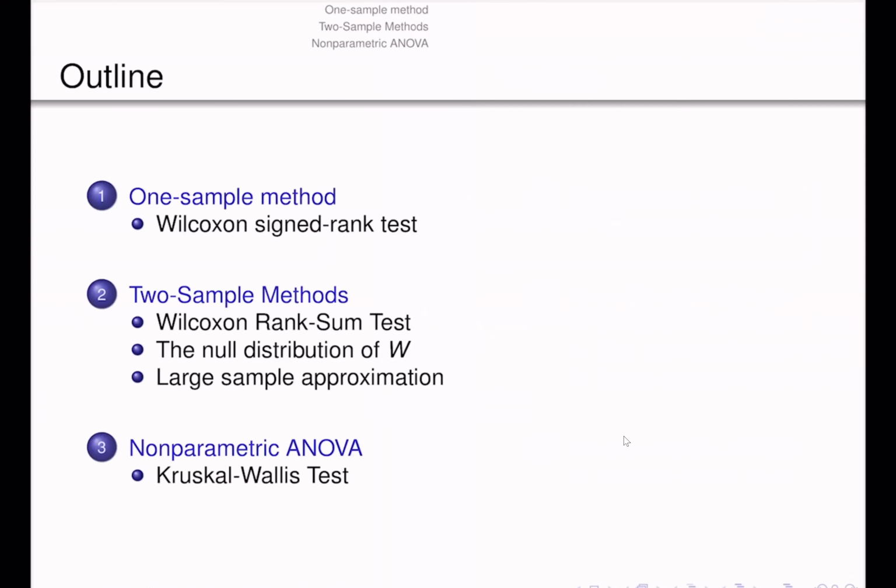What we will cover in this lesson include the Wilcoxon signed rank test, the Wilcoxon rank sum test, and also the Kruskal Wallis test. These three tests are all rank-based methods. Because rank is used, it removes the parametric distribution assumed for the data.